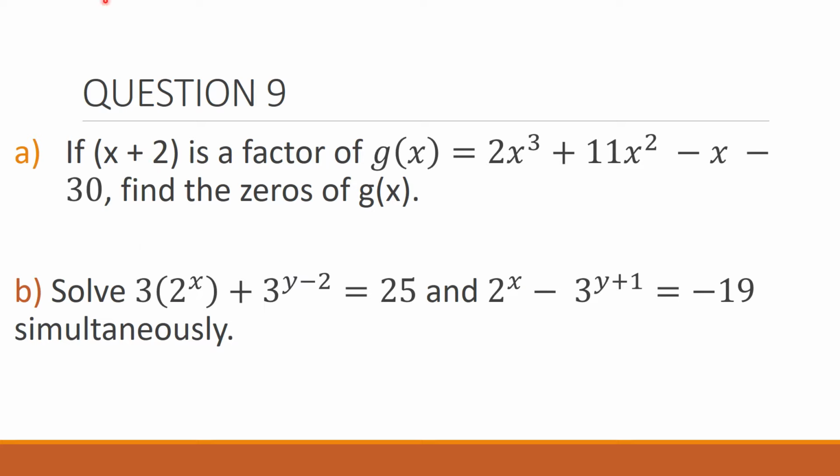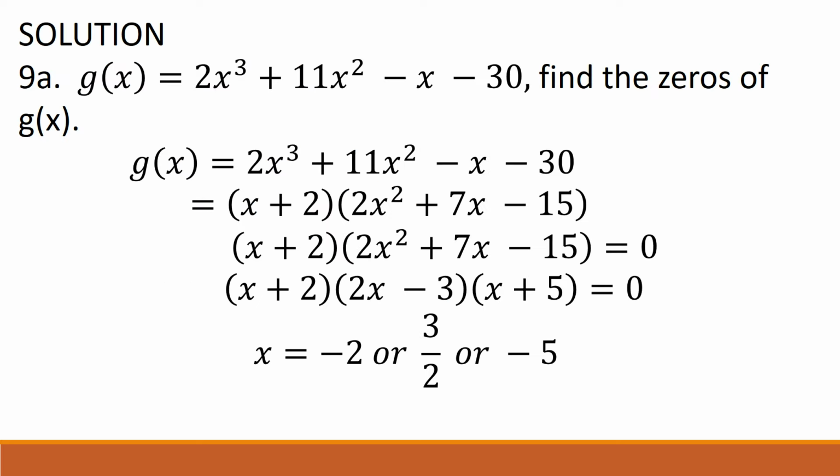Now let's solve them. Okay, let's solve 9a. Here we have our number 9a. G of x is given. So here is our g of x. We have to find its zeros. To find the zeros of x is just to find the values of x that will make this function equal to 0. So to do that, I start by dividing g of x by the factor given, x plus 2. So let's do that here.